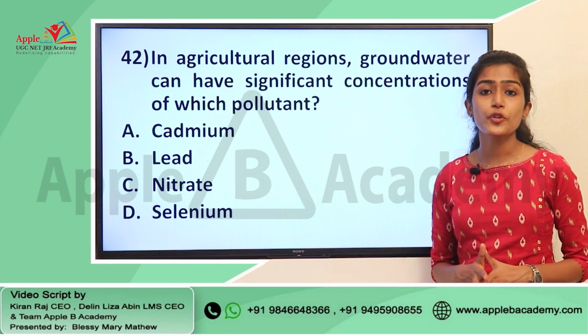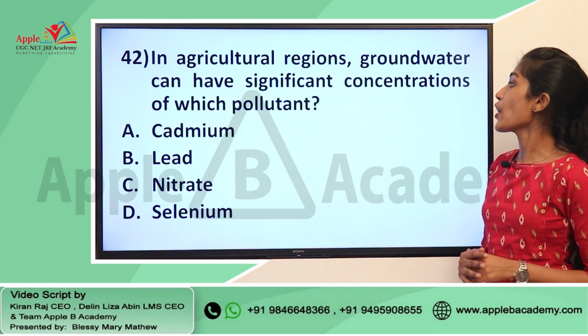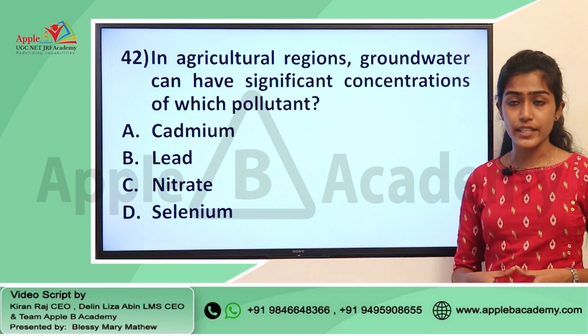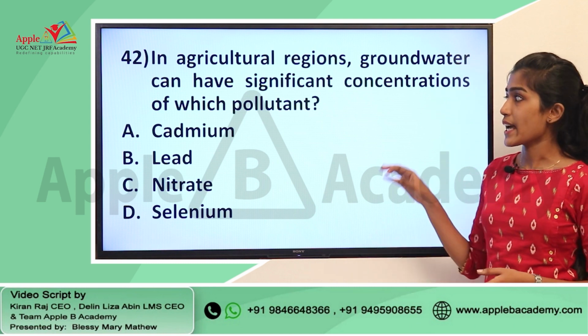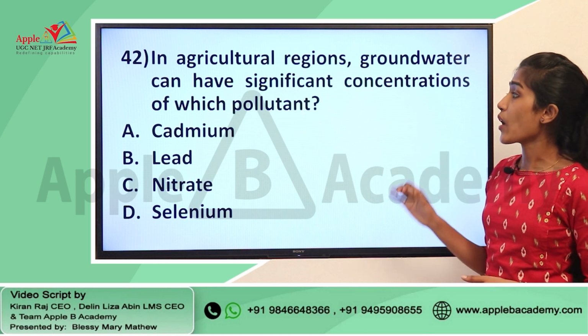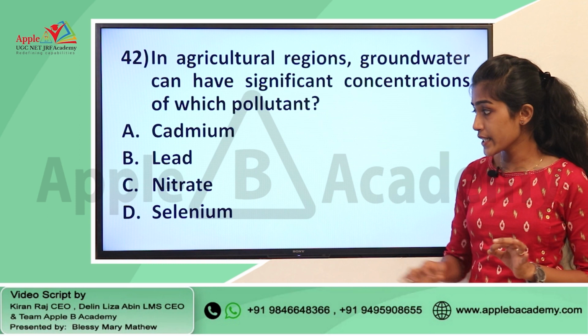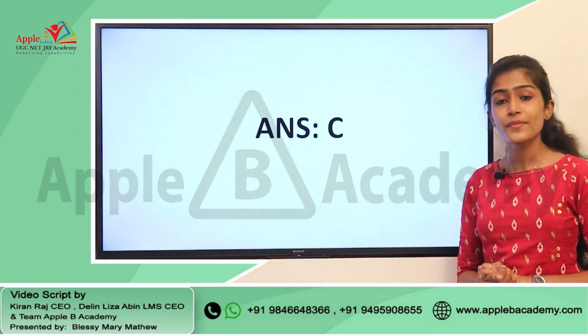Next question is from the module People Development and Environment. In agricultural regions, groundwater can have significant concentrations of which pollutant? And we have the options cadmium, lead, nitrate, selenium. So, in agricultural regions, the groundwater can have significant concentration of the pollutant nitrate. So, the right option for this question is option C.